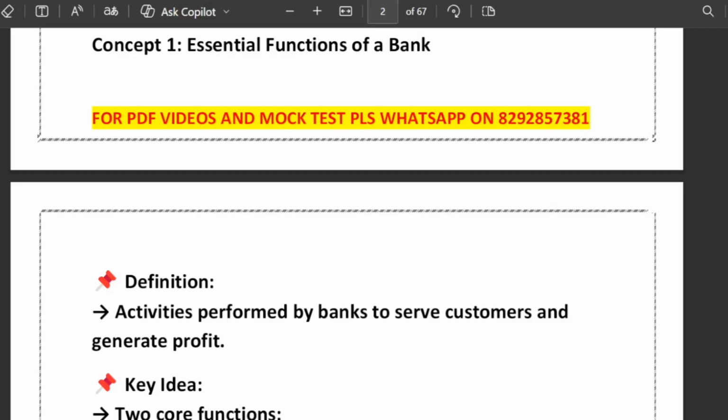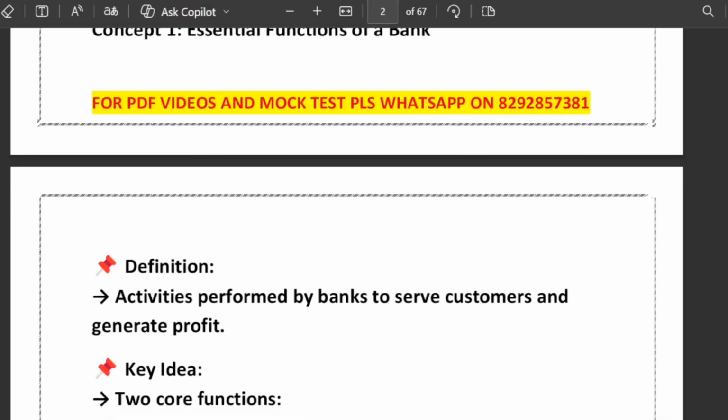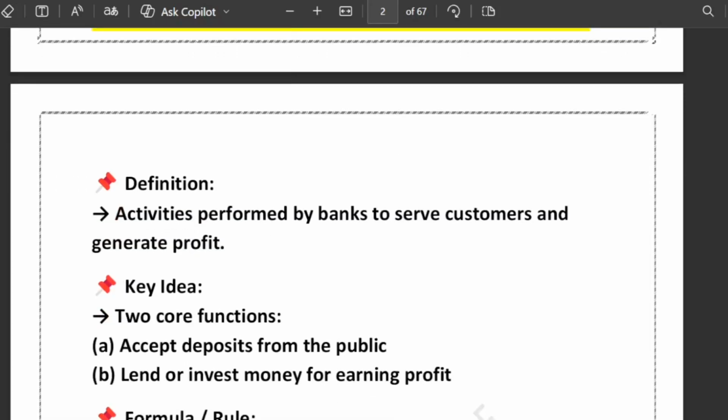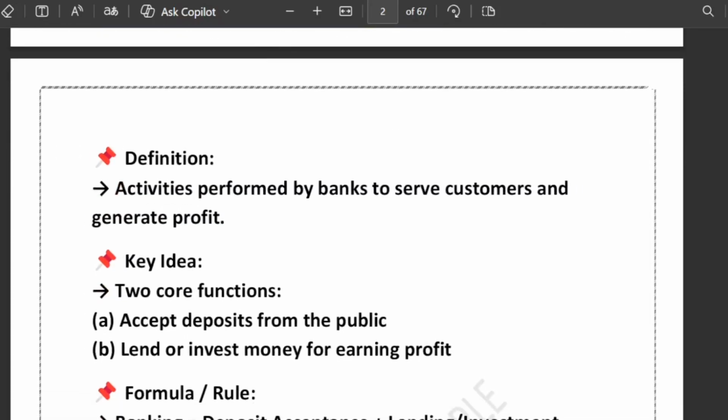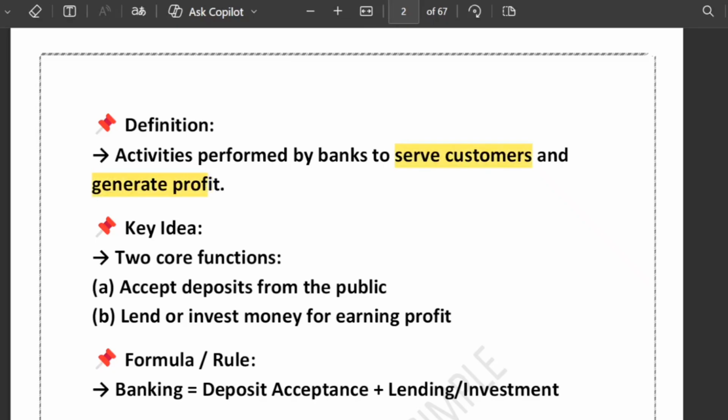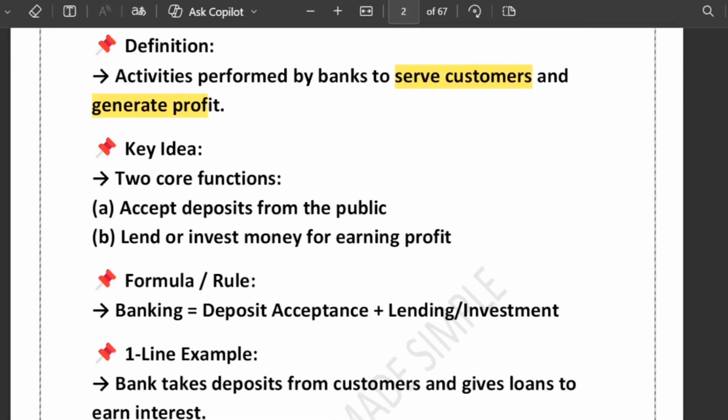Ever wondered what makes a bank tick? Today we will uncover the 2 essential functions of a bank and the secret behind the bank-customer relationship. First of all, essential function of a bank. So banks perform activity to serve the customer. Obviously these are the 2 main motives, to serve the customer and to generate the profit. The key idea is that there are 2 core operations, to accept deposit from the public and to lend or invest money for earning profit.